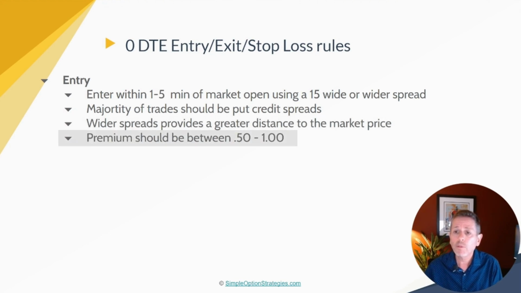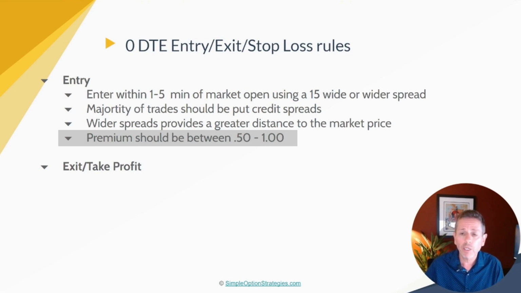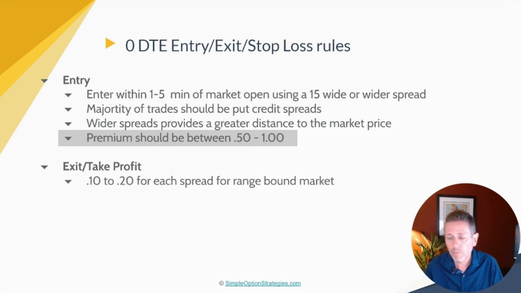We mentioned that already. Premium should be between 50 cents and $1 for the 15 wide. That's what I do. A lot of times I'll put on the 50 cents, market will go down. I'll put on 80 cents premium, and then I'll put on $1 premium. I've done that over and over again, and it works really well. You've got to just understand where your loss point is and make sure you pull the trigger so that you won't get a full max loss on that.